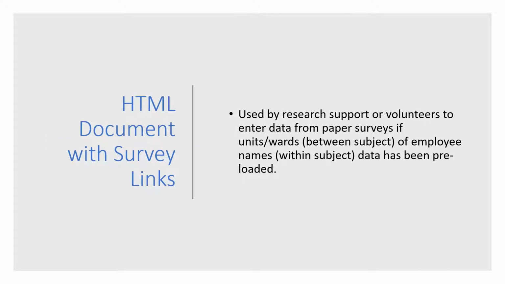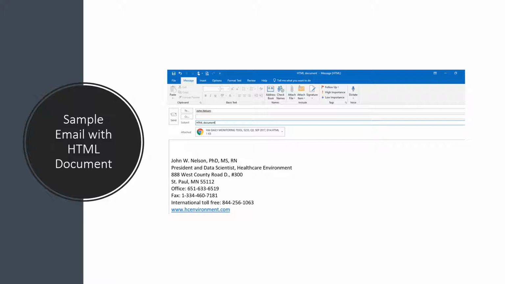This last method that I'm going to review with you is the HTML document that will provide several ward or unit specific links for you to transfer your data from your paper to the electronic format. The research support staff or volunteers will utilize this document to make that transfer. If you do decide to use the HTML document, I will send it to you in an email. You will note in this example there is an attachment. That attachment contains all the links that you will need for your ward or units to be able to make the transfer of data from your paper to electronic format.